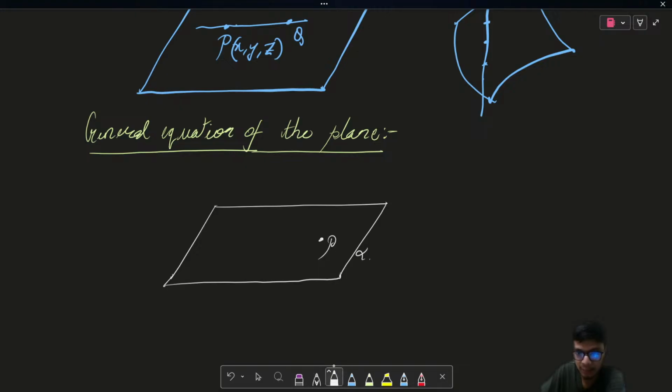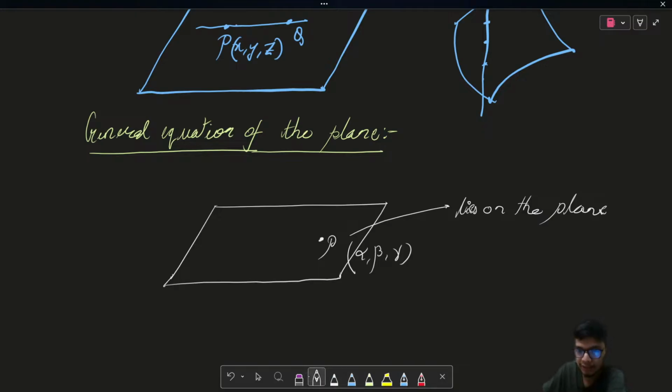So let us say I know the point P, which is given as alpha comma beta comma gamma. This particular point lies on the plane. So we have a particular point which lies on the plane. This is given to us, right?